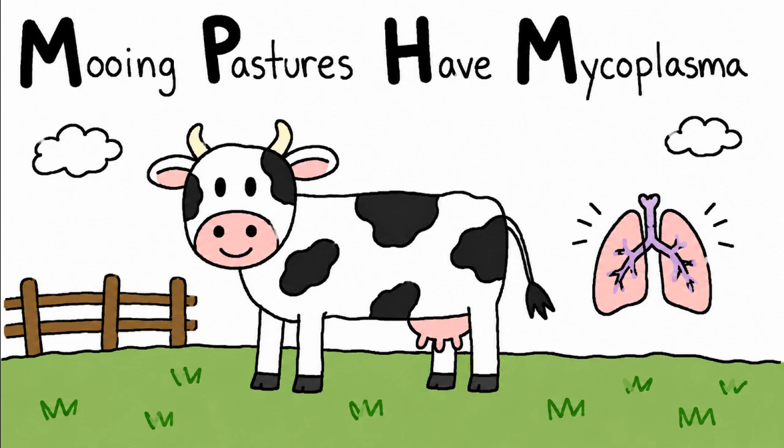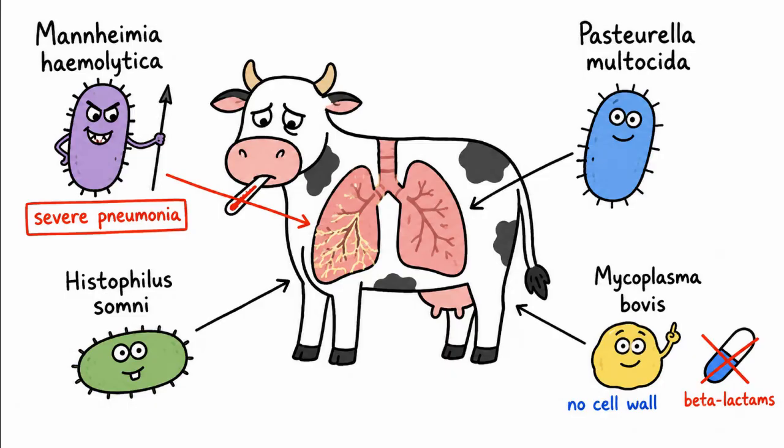For cattle, the big respiratory memory phrase is, mooing pastures have Mycoplasma. The capital letters stand for Mannheimia haemolytica, Pasteurella multocida, Histophilus somni, and Mycoplasma bovis. These are the classic bacterial players in bovine respiratory disease. Mannheimia is the one I especially associate with severe fibrinous pneumonia and leukotoxin-mediated damage. Pasteurella is a common opportunist. Histophilus can cause respiratory disease but can also act more systemically.